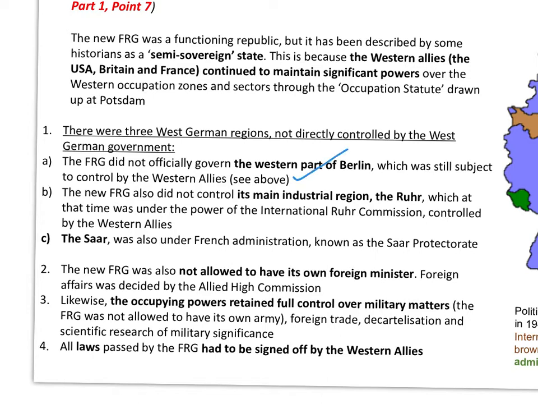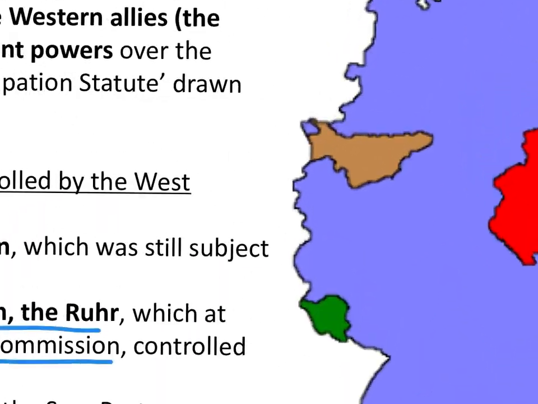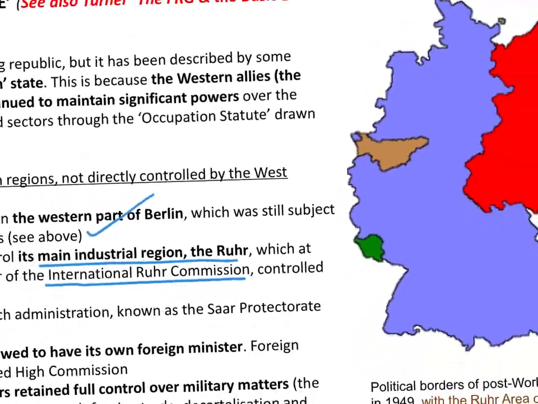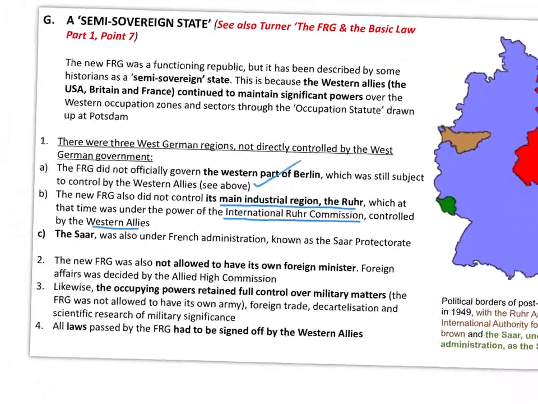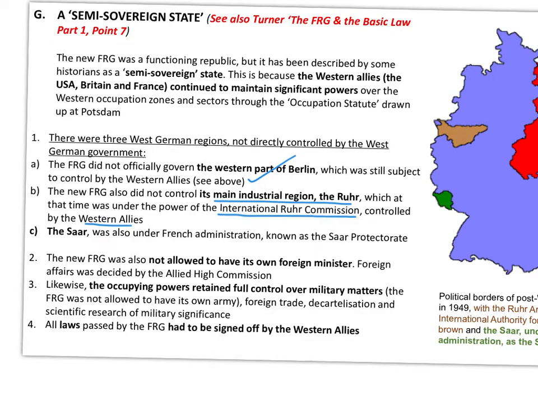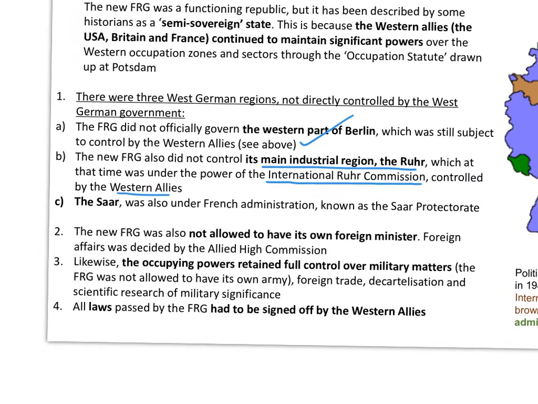Just tick that off. The new West Germany also did not control its main industrial region, the Ruhr, which at that time was under the power of the Western Allies through an organisation controlled by the Western Allies called the International Ruhr Commission. So the Ruhr is the area in brown there, which was West Germany's largest industrial region. Okay, so that was controlled by the International Ruhr Commission.